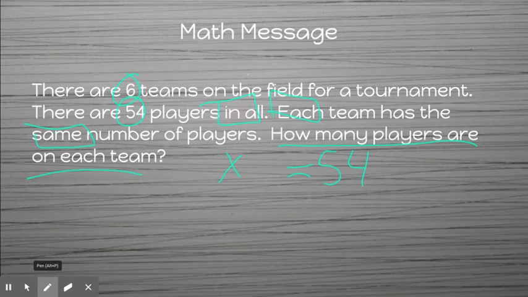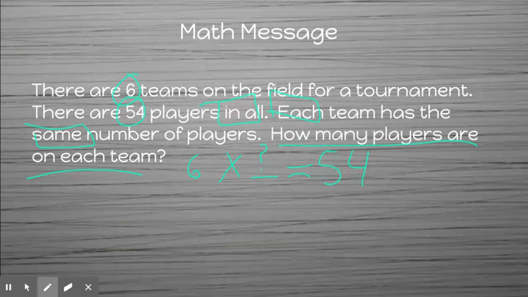So I'm looking at what I know, and I know there are 6 teams, and I want to know how many players are going to be on each team. I don't know that yet. So I can't really solve this problem by doing 6 times something equals 54, unless I know my facts. Since I don't know my facts, or I can't count by 6s, then I'm going to switch this around and do a division problem.